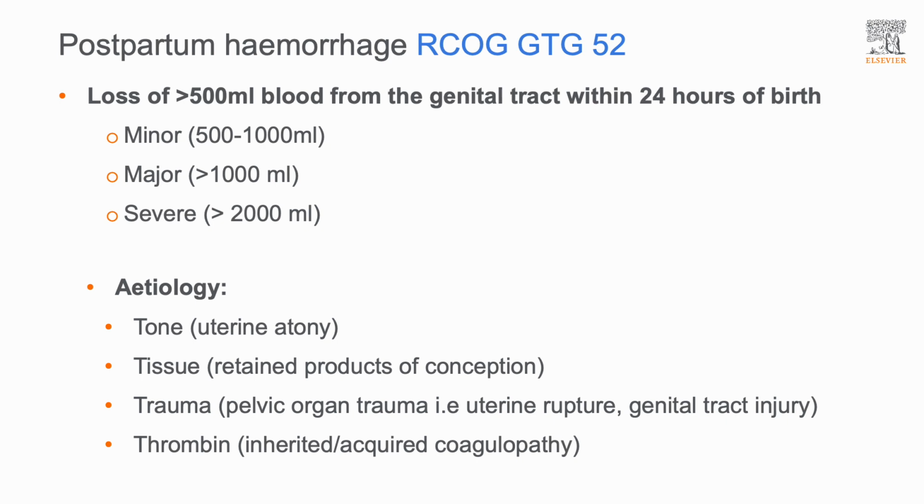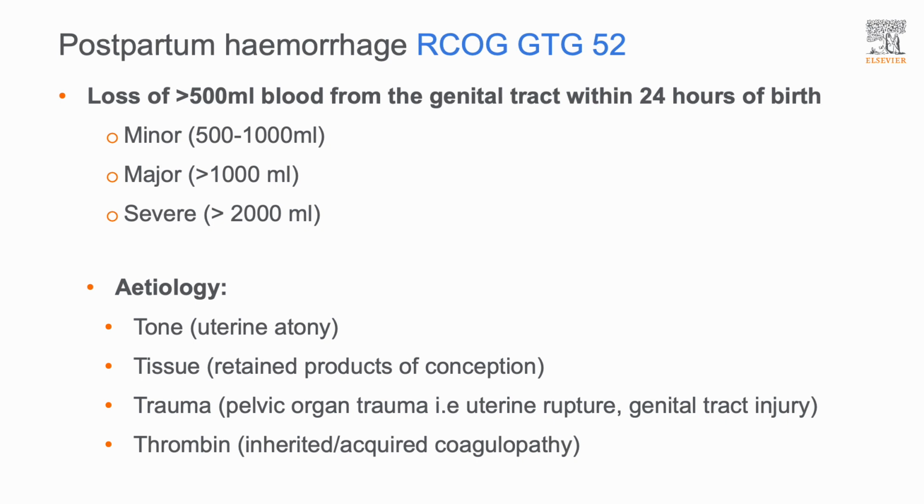Postpartum hemorrhages typically relate to the 4 T's, so tone, which describes uterine atony, tissue, so any retained products of conception, trauma, so pelvic organ trauma such as uterine rupture or genital tract injury, which can occur intraoperatively, and thrombin, any inherited or acquired coagulopathies.